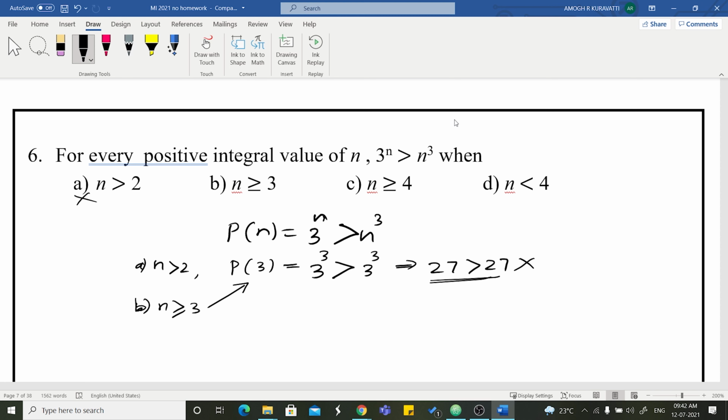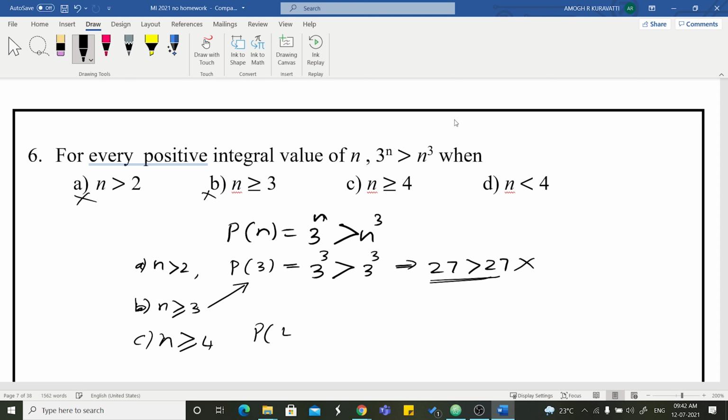27 more than 27. Is it satisfied? No. So option B is not satisfied, because both conditions must be satisfied. When you take n is equal to 3, it must be satisfied, and when you take more than 3, it must be satisfied. Does it? No. So let's look at option C, n more than or equal to 4.